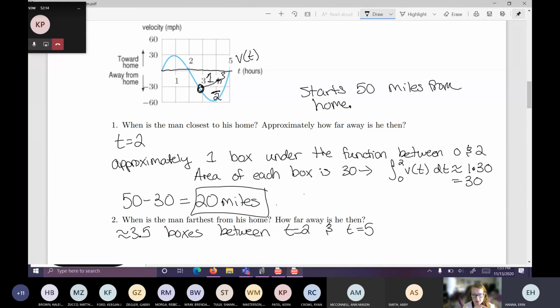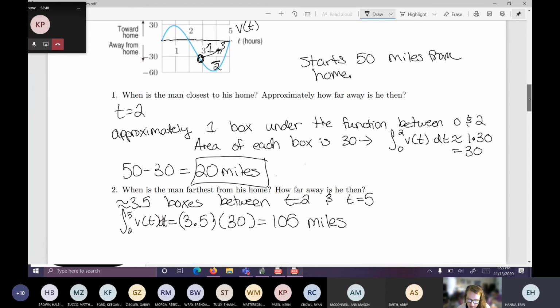Now remember, each one of those boxes has an area of 30, so we can estimate the integral from 2 to 5, which will give us the total distance that he traveled in that time, as the 3.5 boxes times 30, which is the area of each box, which is about 105 miles. Now be really careful here. That doesn't mean that he's 105 miles away from his house. That means that he traveled another 105 miles.